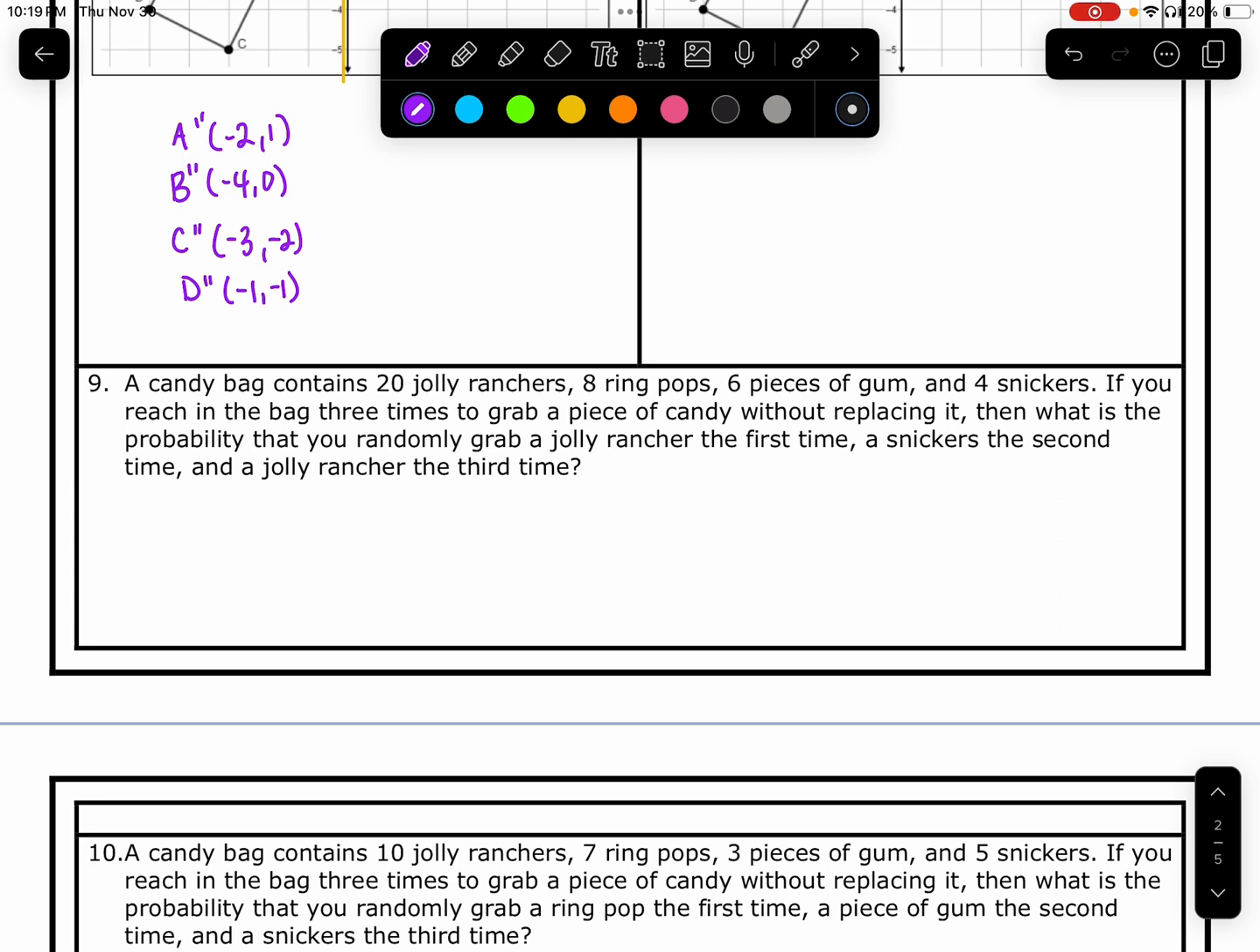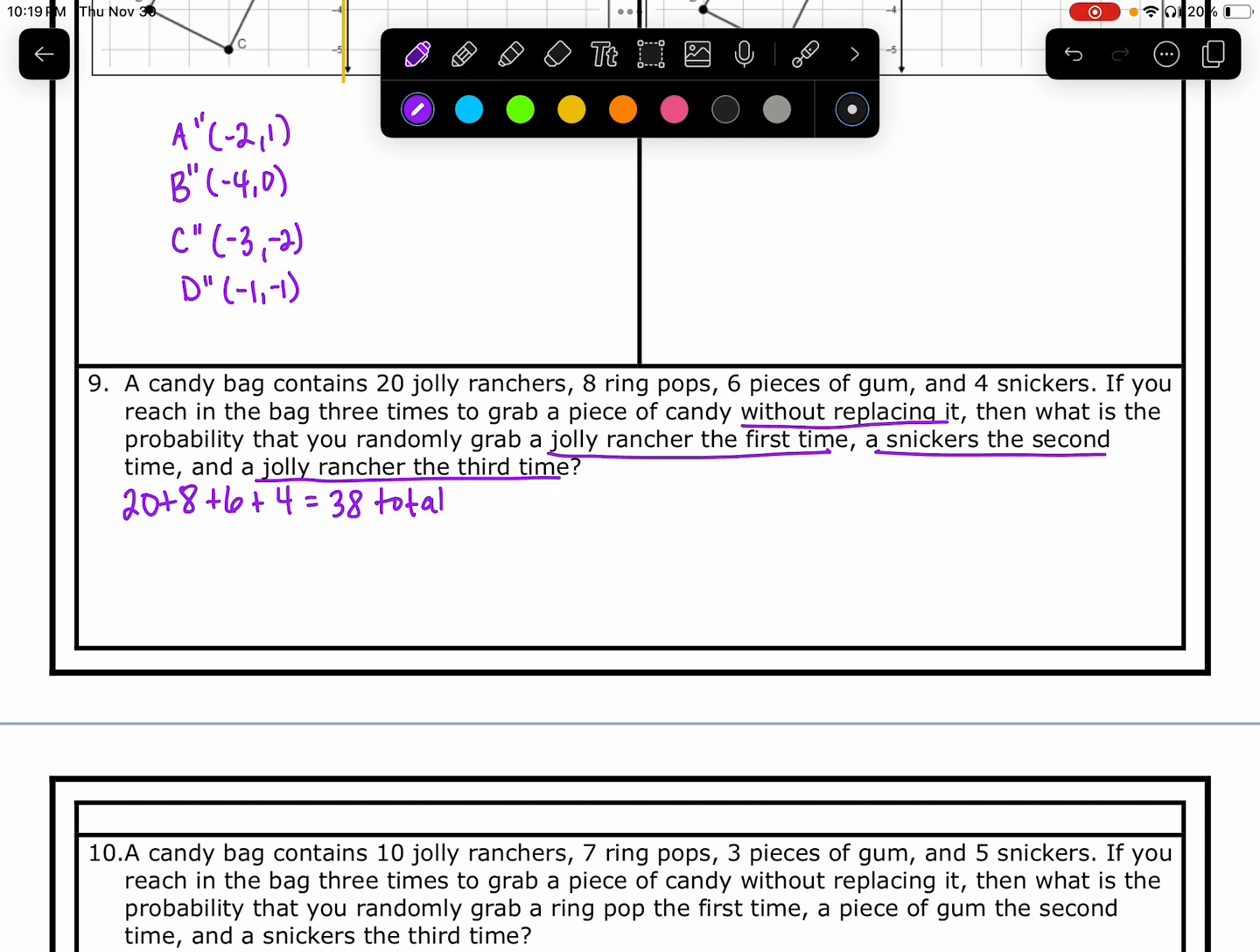Number 9. A candy bag contains 20 Jolly Ranchers, 8 Ring Pops, 6 pieces of gum, and 4 Snickers for a total of 38. And we're grabbing a piece of candy without replacing it. What's the probability that we grab a Jolly Rancher the first time, a Snickers the second time, and a Jolly Rancher the third time?